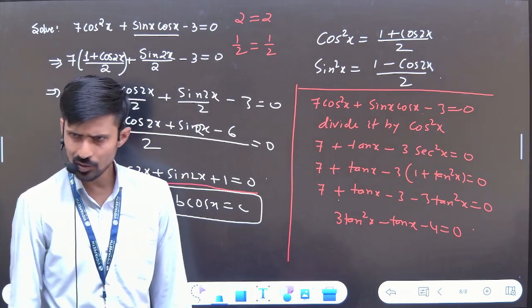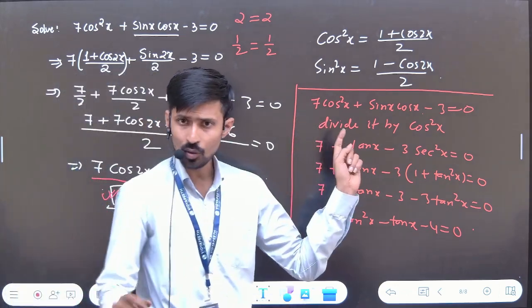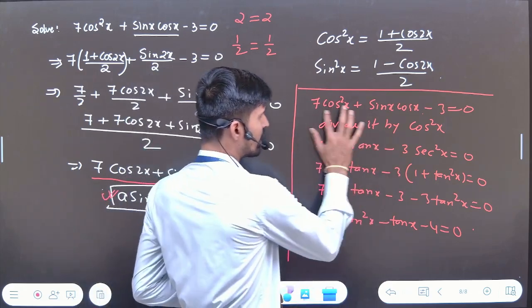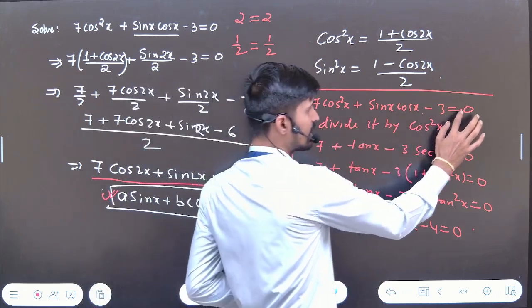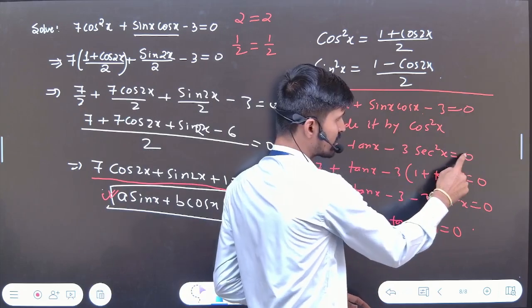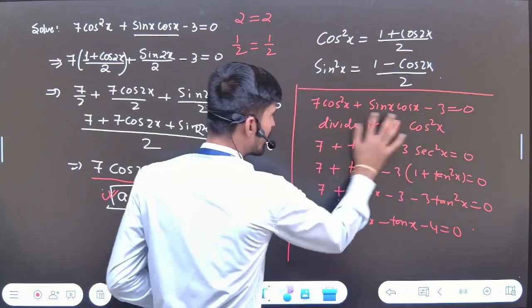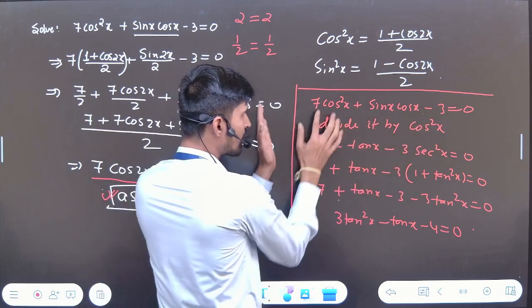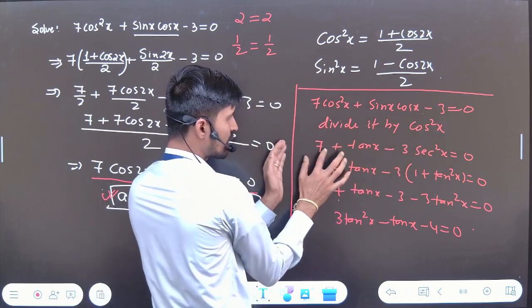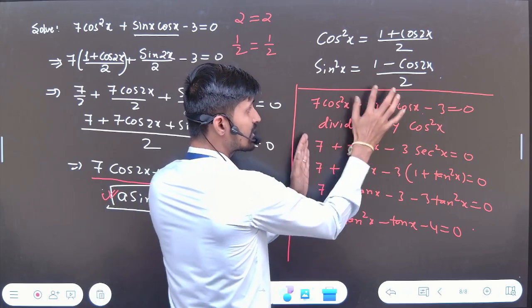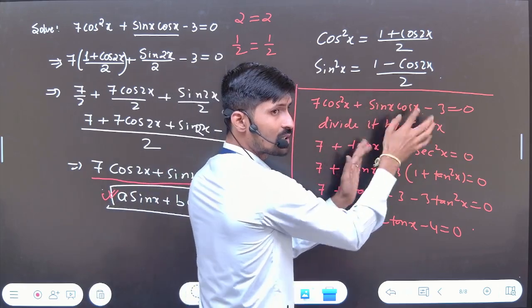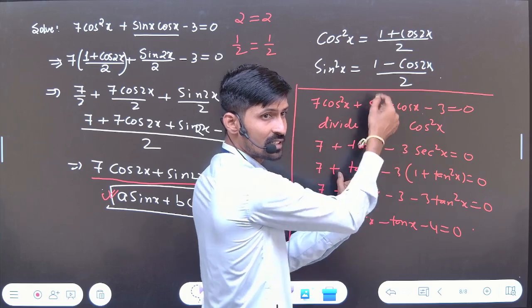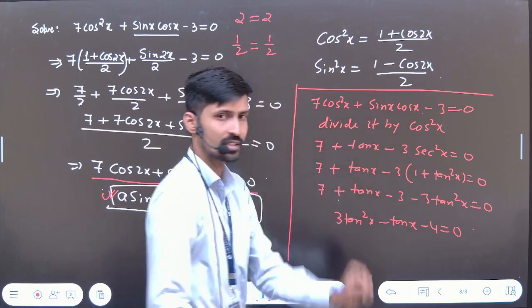Cos square x is also a number. So I'll divide both sides by cos square x, and that side I will write 0 by cos square x, that will be 0 only. Now here when I divide by cos square x, I will separate all. 7 cos square x by cos square x, 7. Sin x into cos x by cos square x, 1 cos x will get cancelled, sin x by cos x will be left, which is tan x.